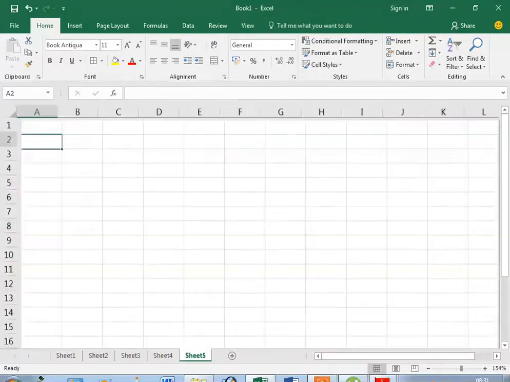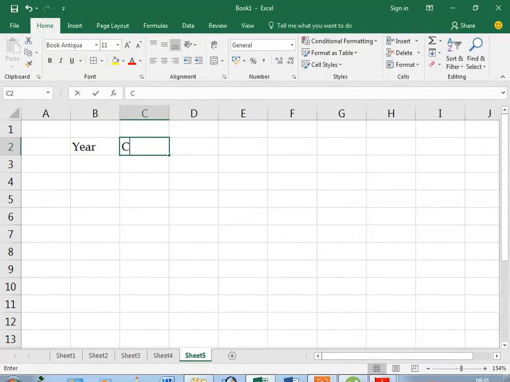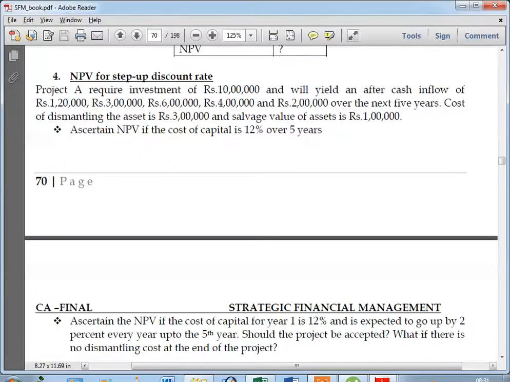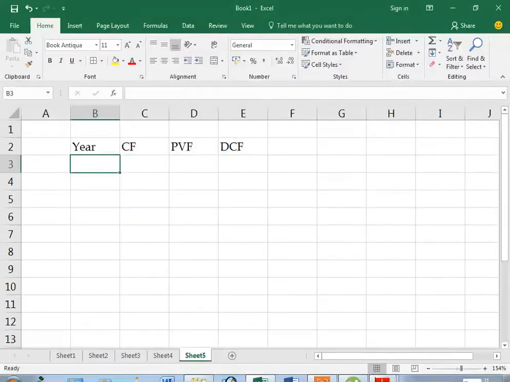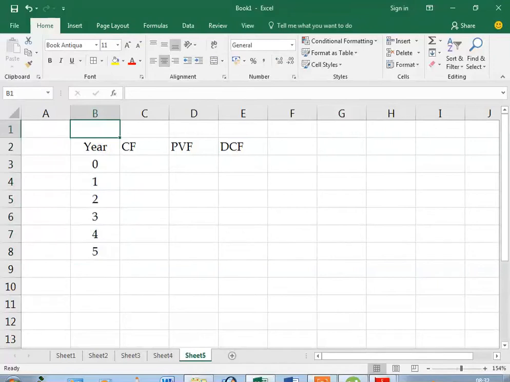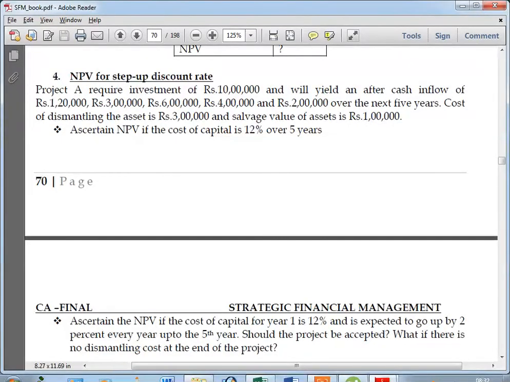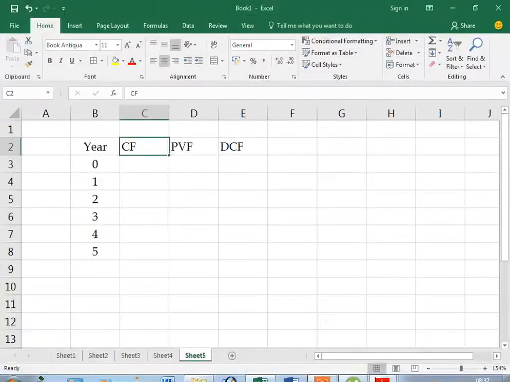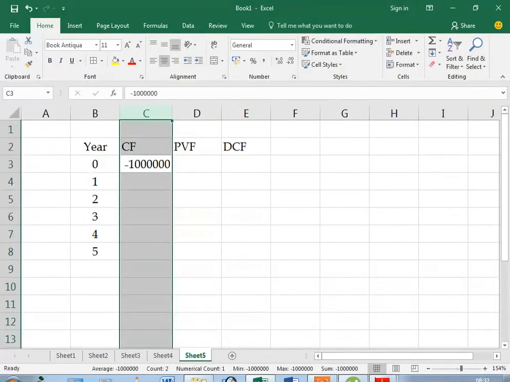Four columns: Year, cash flow, PVF, DCF. Years 0, 1, 2, 3, 4, 5. Write the cash flows as they are. What is the initial outflow? 10 lakhs. The cash flows are given in the question. I am doing this problem to explain part 2 of the question. So write 10 lakhs.